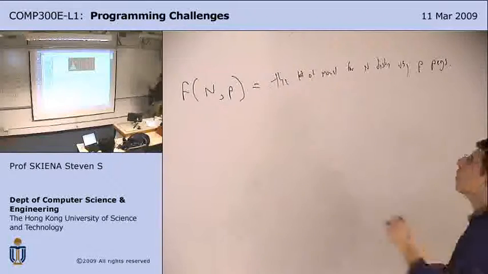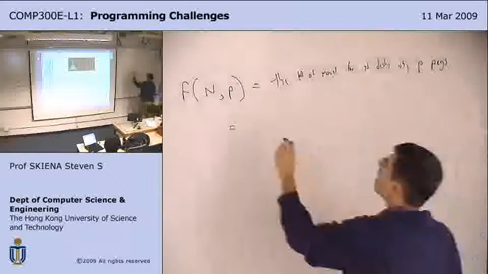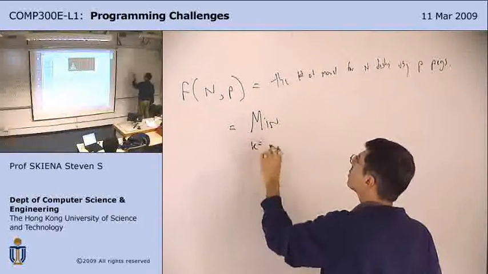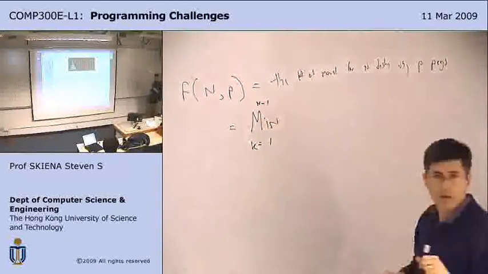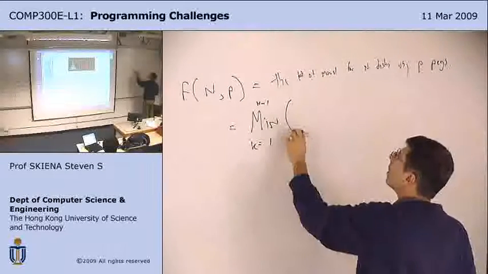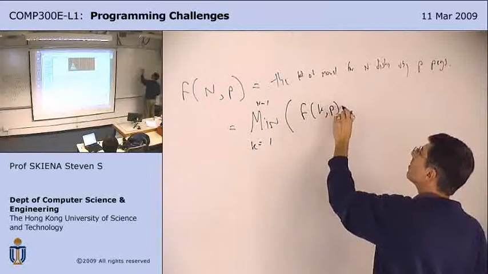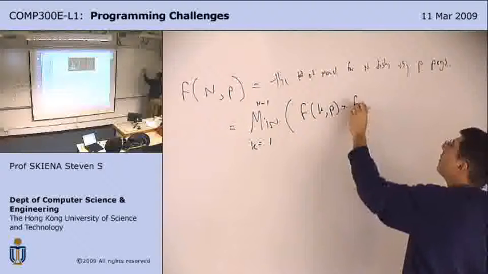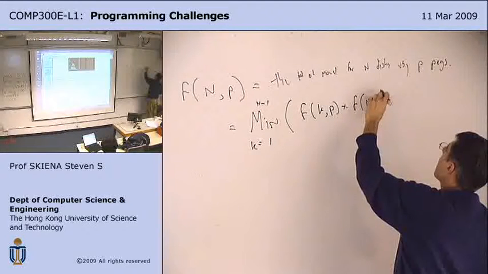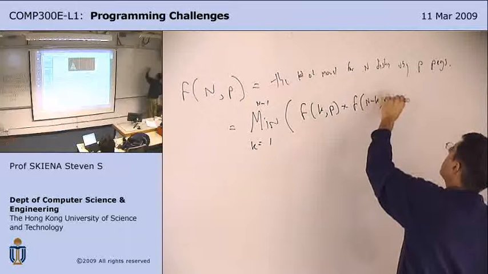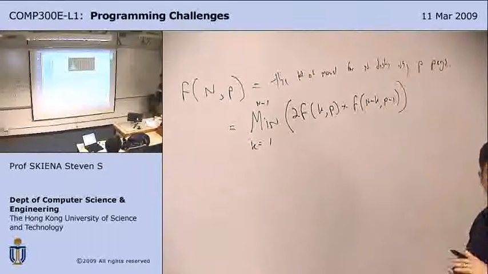If so, what is the recurrence? You want to say the min over k as it goes from 1 to n minus 1 of what? F of k, p, plus F of n minus k, p minus 1, plus the first term. Is this what you're trying to say?